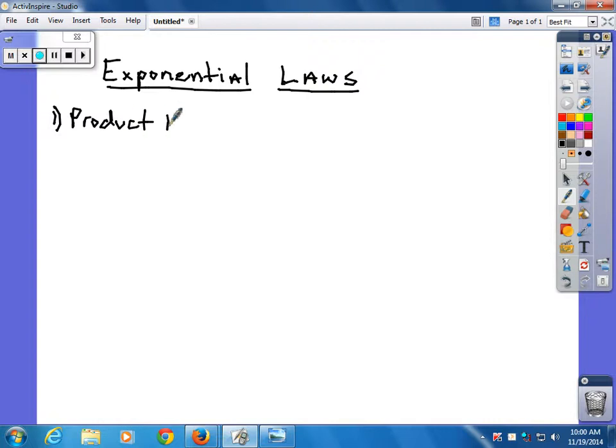The product rule says that if I have 2 terms with the same base, and I am multiplying them, x to the m times x to the n, what do I do to the exponents? Add them. X to the m plus n. And that's pretty self-explanatory. You remember that from pre-algebra or algebra 1.